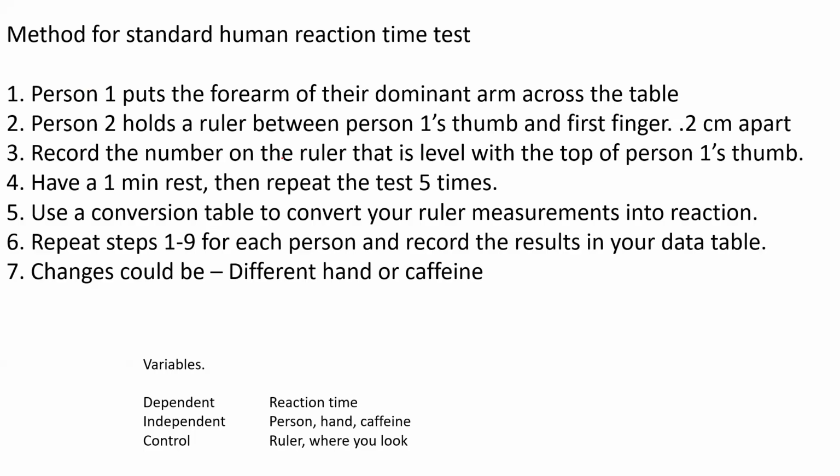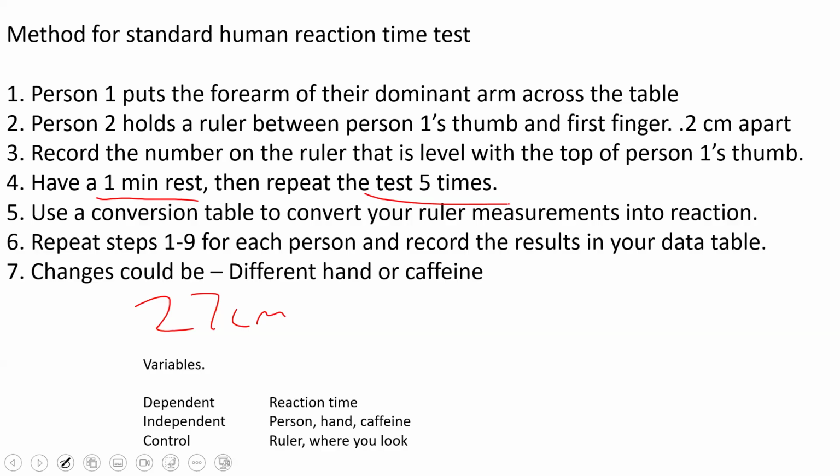A variable is the fact that your thumb and forefinger are 2 centimeters apart. Okay, because what you've got to do is keep everything controlled. When you do it, person two lets go of the ruler and you record the number in a table. So it might be 27 centimeters. Then, weirdly, because it's such a tiring experiment, you then have to have a minute's rest. Repeat it 5 times, 10 times.